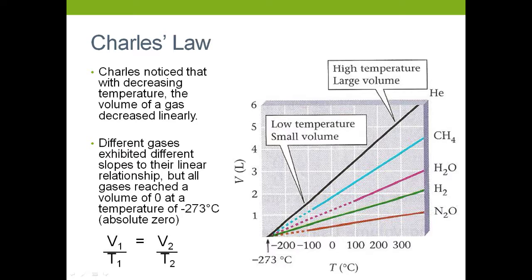Different gases exhibited different slopes to their linear relationship, but all gases reached a volume of 0 at a temperature of negative 273 degrees Celsius. We know this as absolute zero. Charles' law can be described by the relationship V1 over T1 equals V2 over T2.